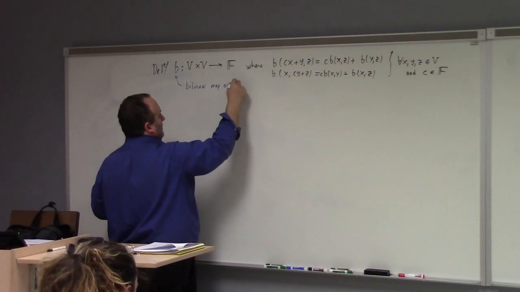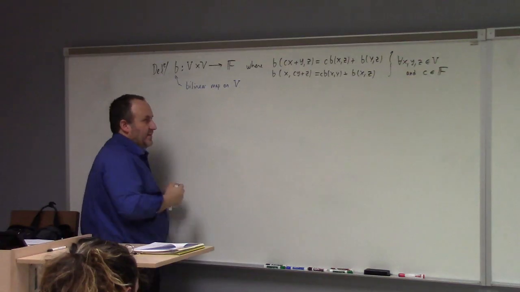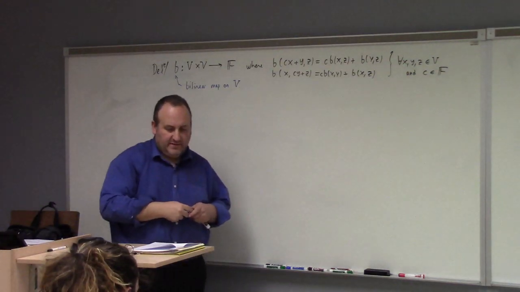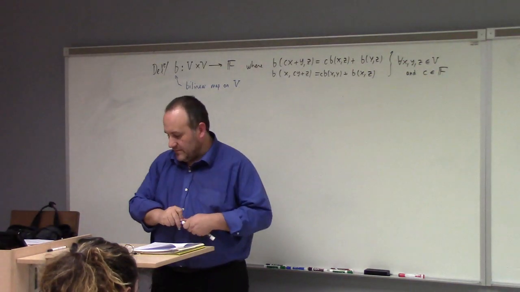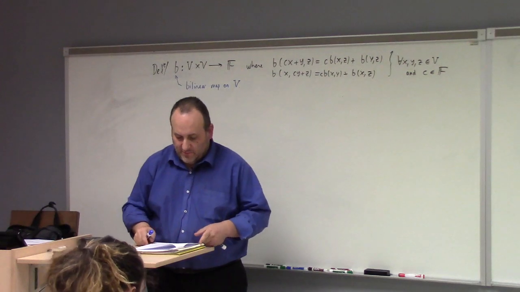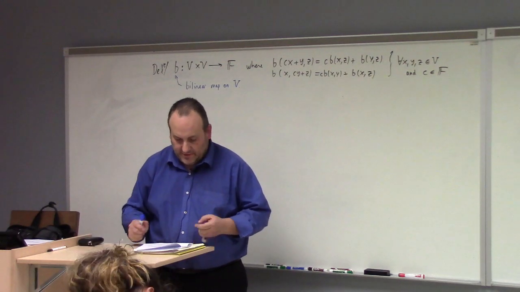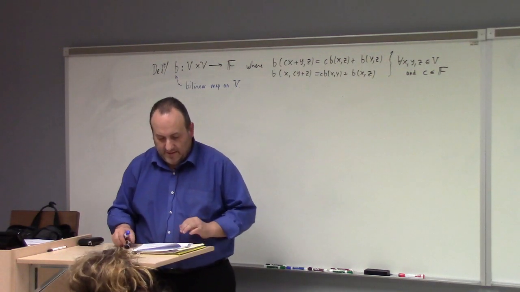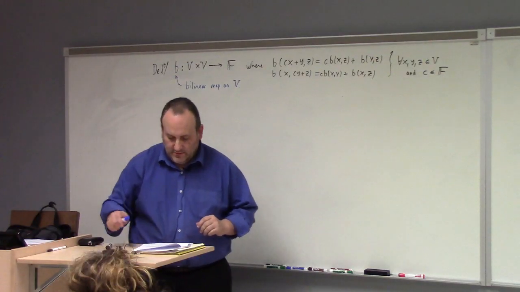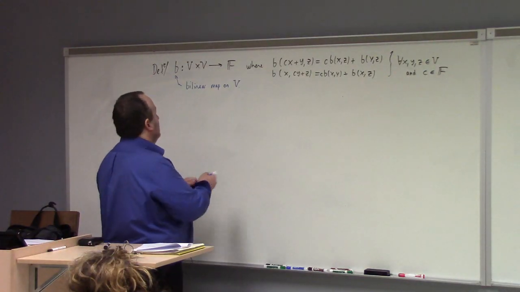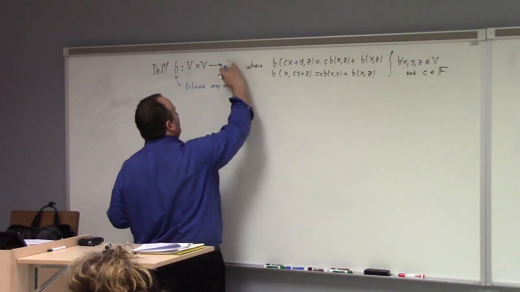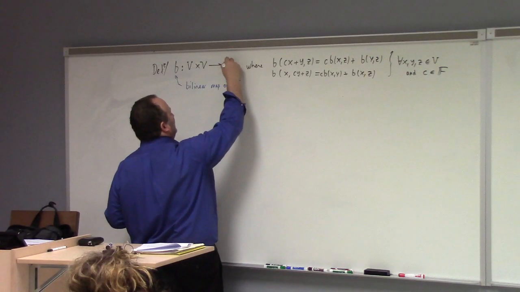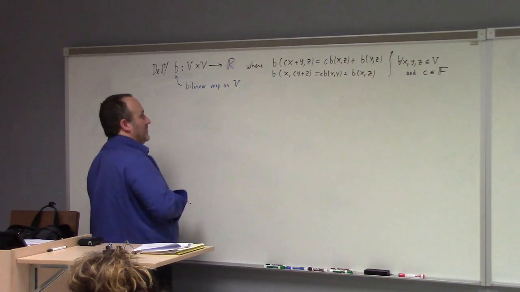On V. I mean, technically it's an F valued bilinear map. You can also look at bilinear maps whose output isn't just the field, right? But in fact, to be true to my notes, I am keeping it real in here. So we'll limit that to just the reals. I think that won't hurt us.